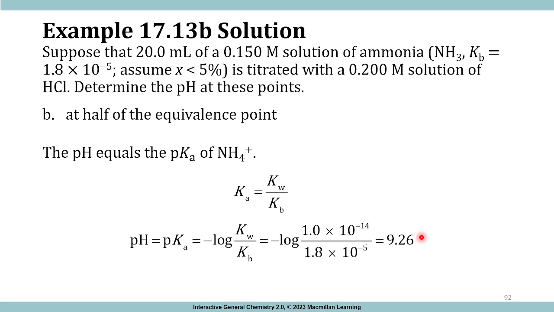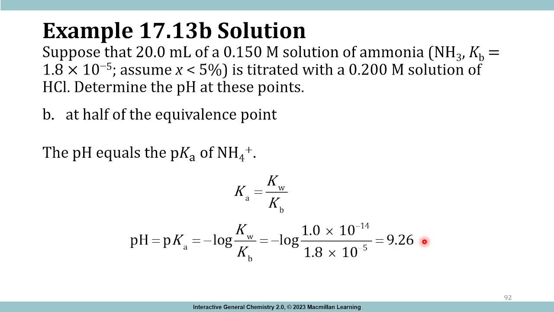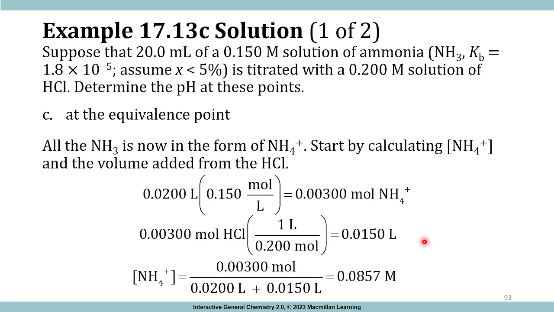And so we now have our half equivalence point pKa number, don't we? Very nice. And again, this makes sense because we're still above pH 7, aren't we? Yeah, we haven't neutralized this thing. Okay, we're at the equivalence point. So at the equivalence point, what's going to happen is you're going to convert all of your base, your weak base, into weak acid, aren't you?